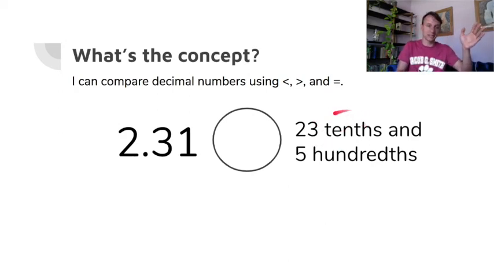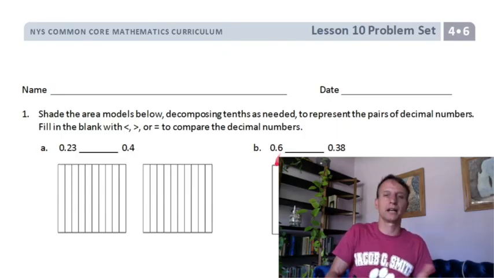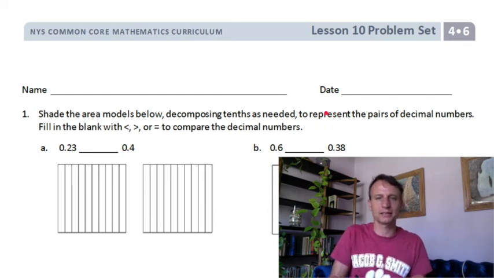Now we can do this. 2.31, 2.35. 2 and 31 hundredths, 2 and 35 hundredths. This clearly is less. So if you think these through, you can always figure these out. They just take a little bit of crunching the gears. And look at it, you've done it. You've gotten your way to the problem set.